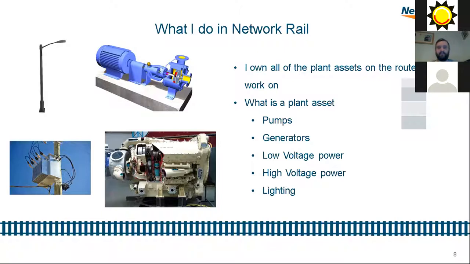As part of my role, I own those assets officially, and we have various maintenance teams that will go out and look after those assets. Part of my job is to make sure that when the maintenance team go out, they are looking after my assets correctly. So I will do something called assurance and compliance with a set of standards that Network Rail have to maintain this equipment. That's the basic premise of my job without going into massive amounts of detail.